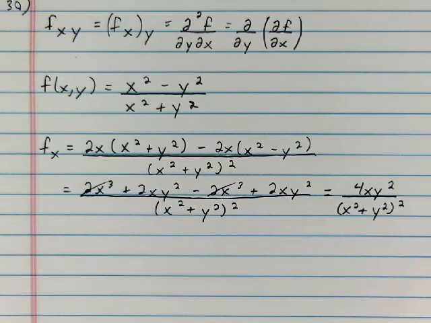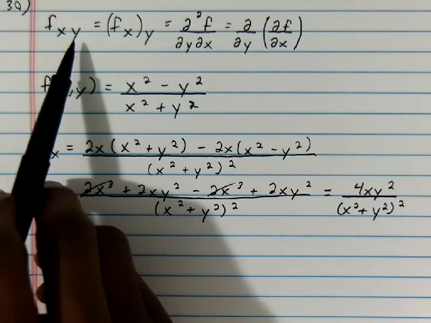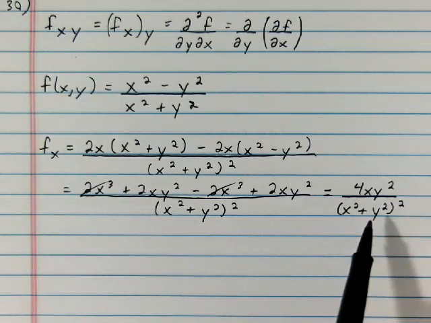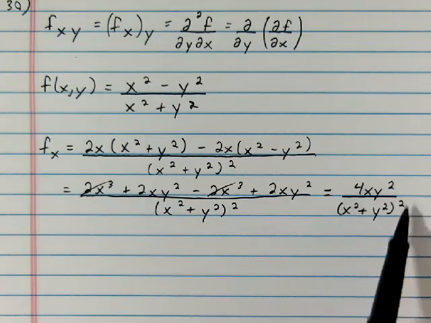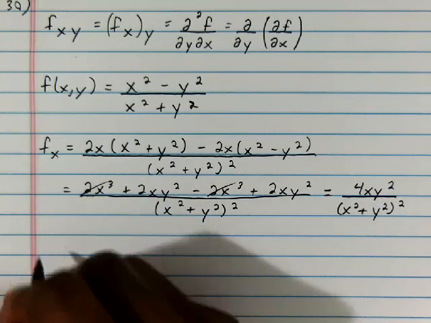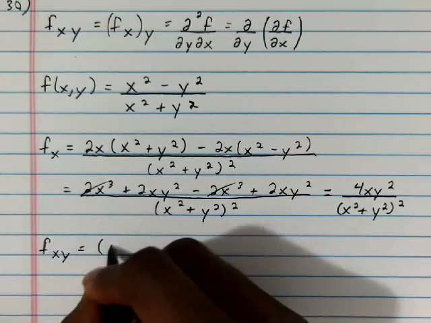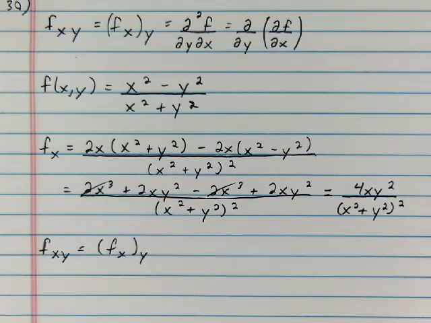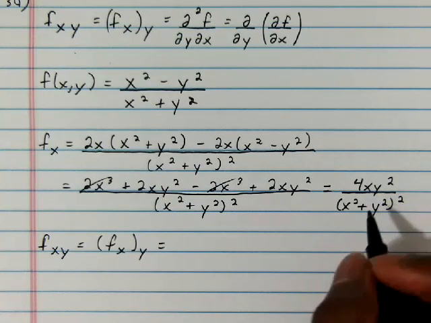Now, keep in mind here, we were asked for f sub xy. There is such a thing as f sub xx, where we will be taking the partial with respect to x again, but that's not what we were asked to do. We were asked to take the partial of this thing with respect to y. So f sub xy, which is what we were asked for, is we're going to take our f sub x, our function, and take its partial with respect to y.